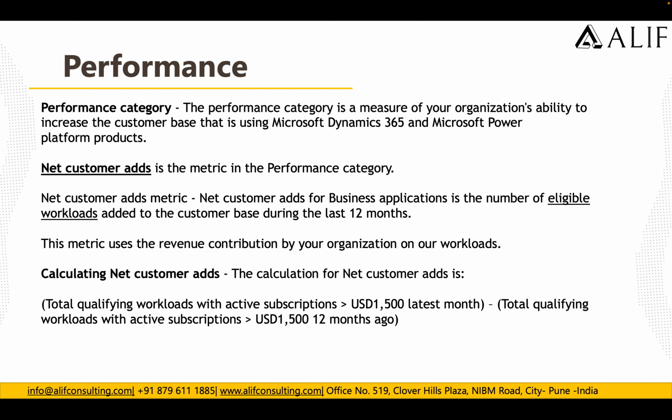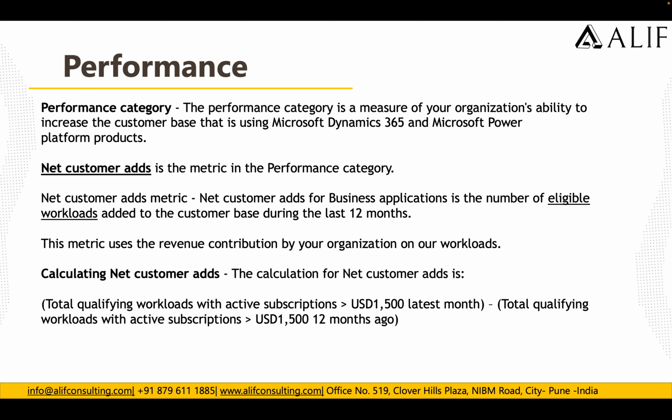Now let's talk about the performance category, right? The performance category is the measure of your organization's ability to increase the customer base that is using Microsoft Dynamics 365 and Microsoft Power Platform products. Net customer add is the metric in the performance category. Net customer add for business applications is the number of leasable workloads added to the customer base during the last 12 months, right?